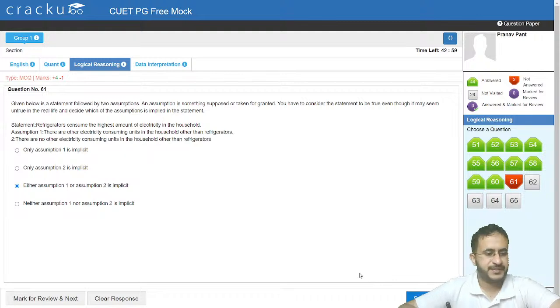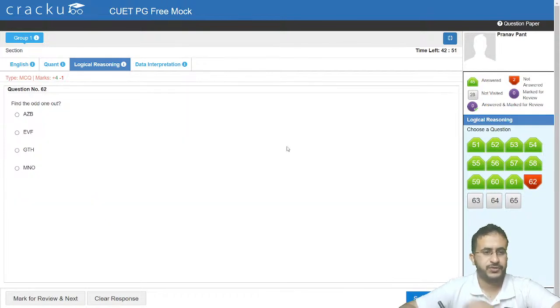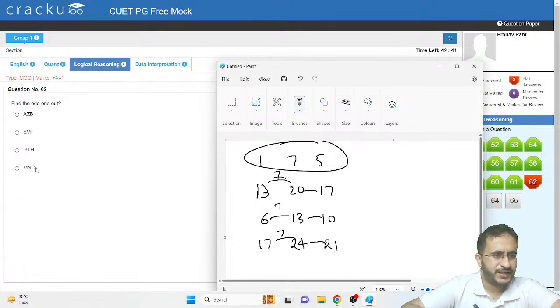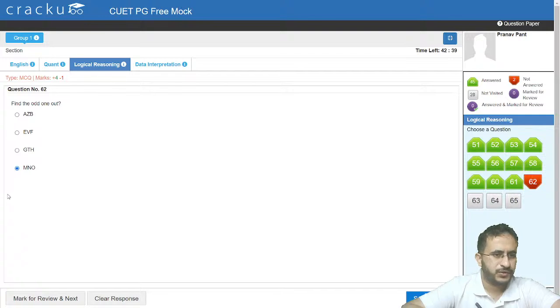So it's like one person running the race, okay? If one person runs, he will come first. Even if there are a lot of people, one can still come first. That logic you can apply here. So even if some questions go wrong this way, that's perfectly fine. Odd one out: A Z, B, so A B, okay, one increase, E F, one increase, G H, one increase, M O. This should be the odd one out.